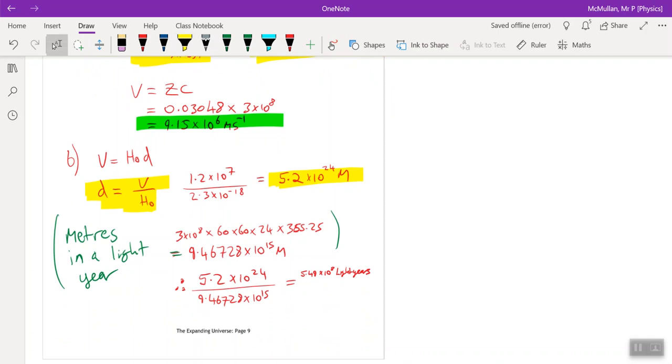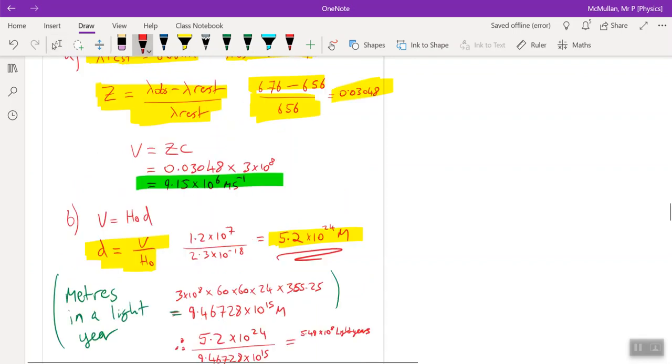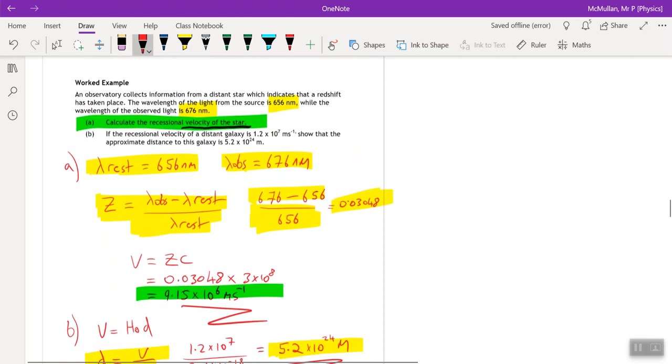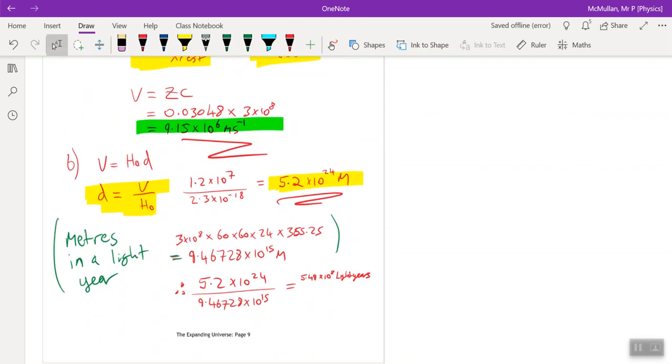Also, just below here in the brackets, I've included how you work out a light year. There is a separate video and picture of this in the Firefly blog. A light year is just the distance light travels in a year. So we have the final answer for part B, and we have the final answer for part A. Hubble's law is just a simple formula: V equals Hubble's constant times distance.